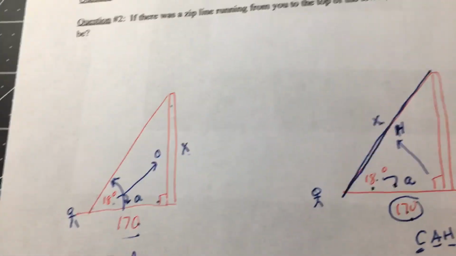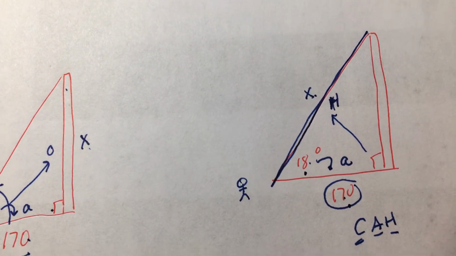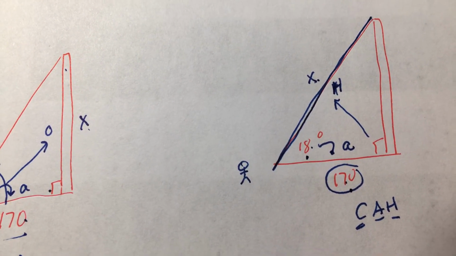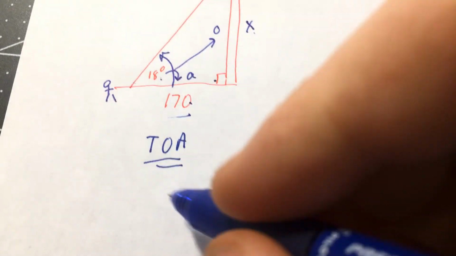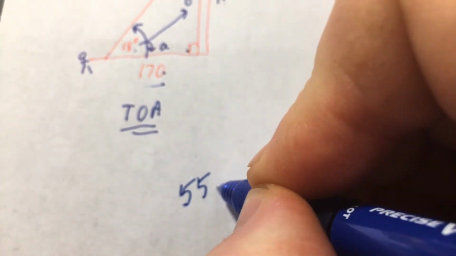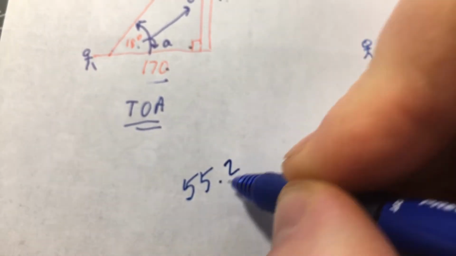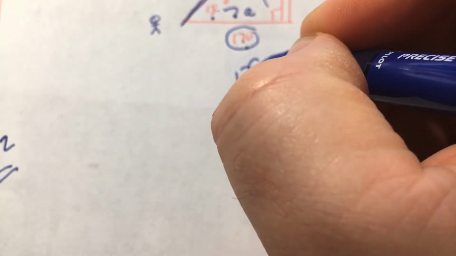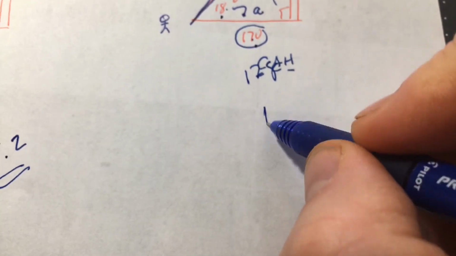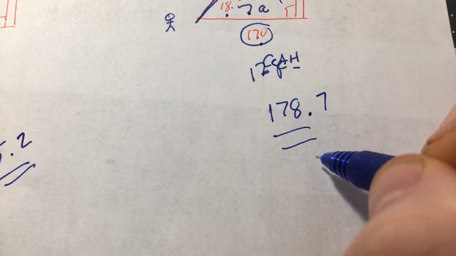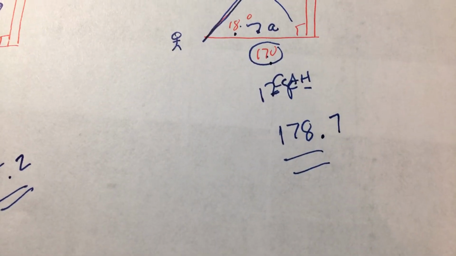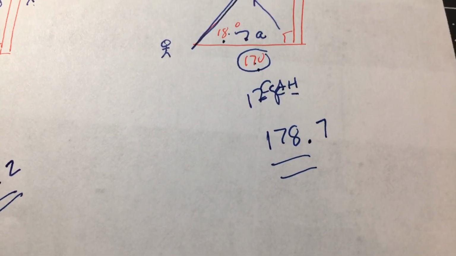Tell you what I'll do. Give me a second. I'm going to tell you what you should get for answers. Okay, on number 1, you should get 55.2. Make sure you can get 55.2. On number 2, you should get 178.7. So make sure you can get 178.7. Okay? Talk to you later. Let me know if you have any more questions.